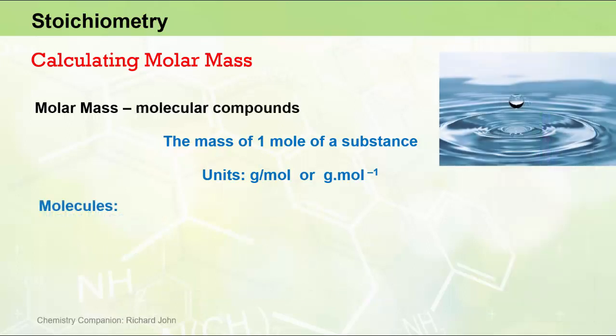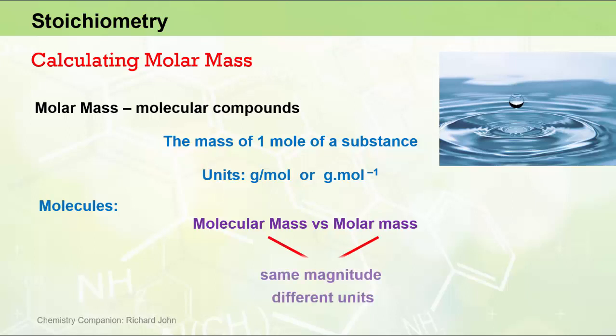grams. Now for molecules. The two quantities we compare for molecules are not atomic mass versus molar mass, but rather molecular mass versus molar mass. But again, the molecular mass for a substance and the molar mass for a substance will have the same magnitude but different units. Molecular mass, like atomic mass, has the units of atomic mass units, and molar mass has the units of grams per mole.